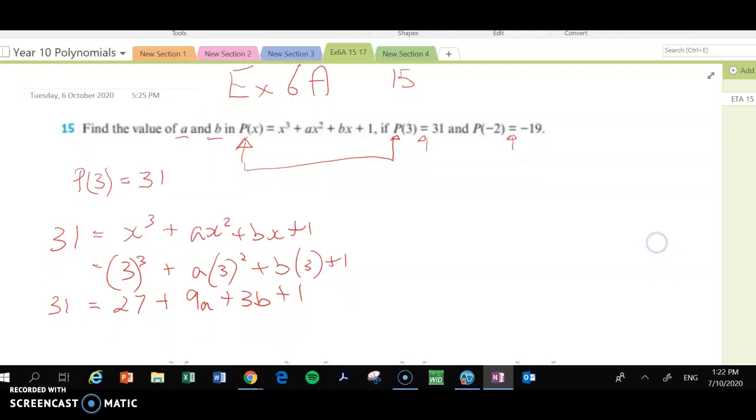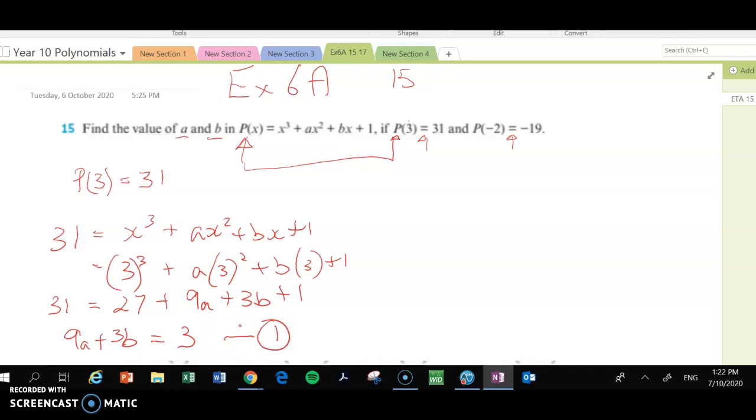And finally, we end up with, let's keep the 9a and 3b on one side, and collecting the numerals. So 31 take away 27 is 4, take away 1 is 3. So we have 9a plus 3b equals 3. So that's our first equation.